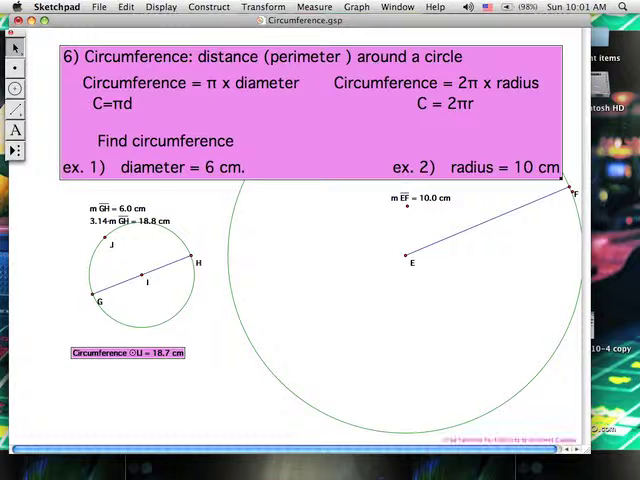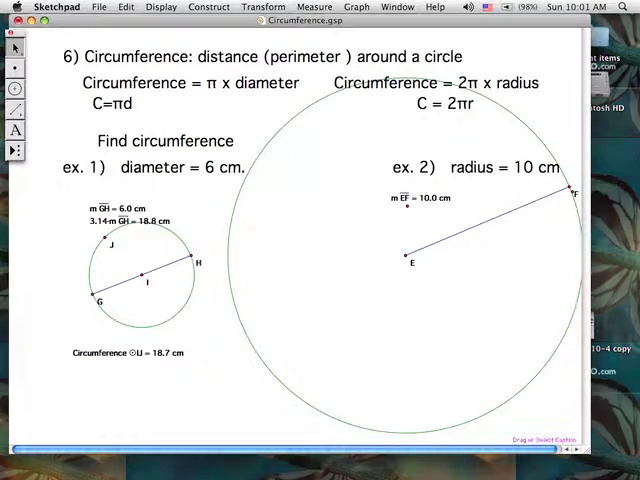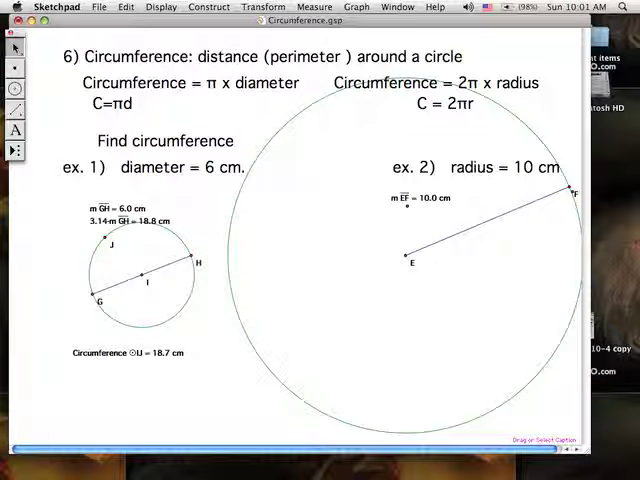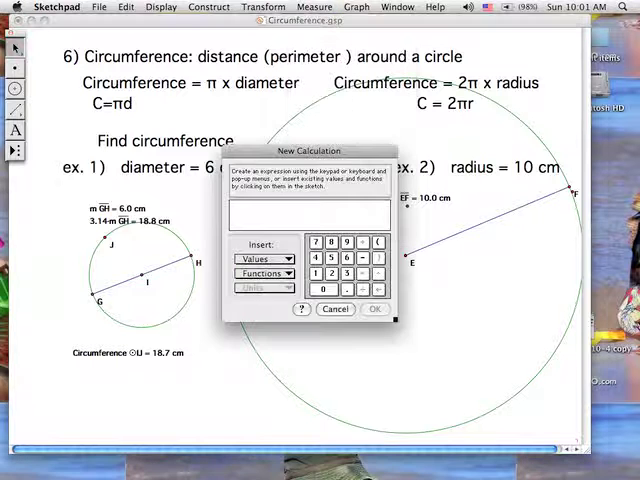And here's another type of problem. If they give us the radius, we're going to have to double it in order to get the diameter. So we're going to use the formula 2 pi r. So I have the radius figured out here, so let's figure out the circumference.